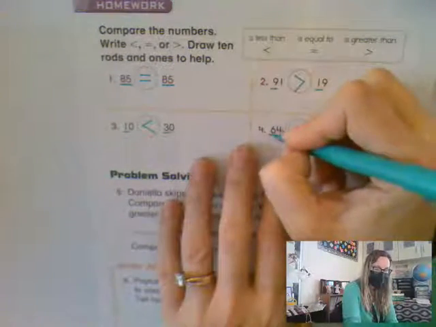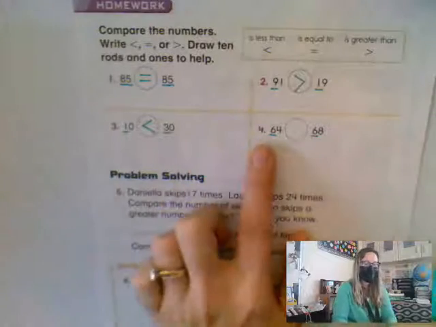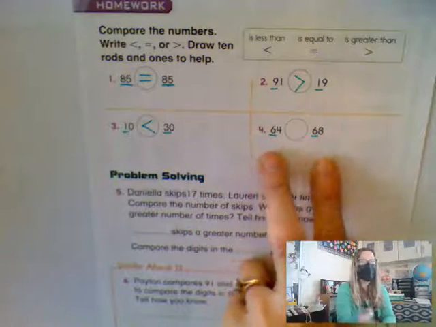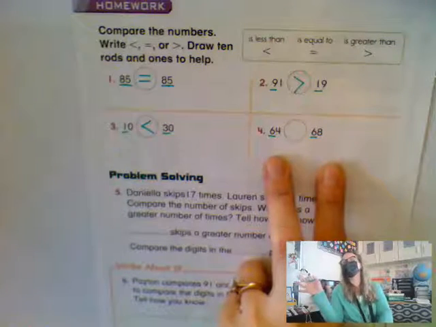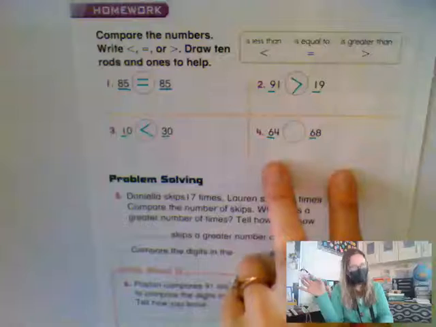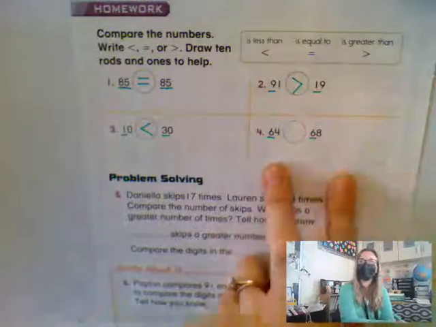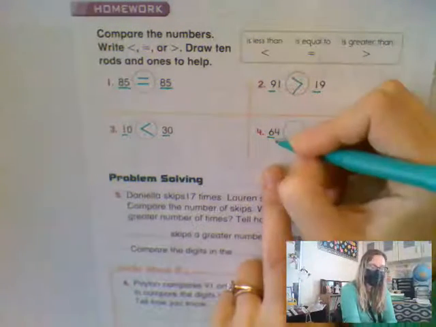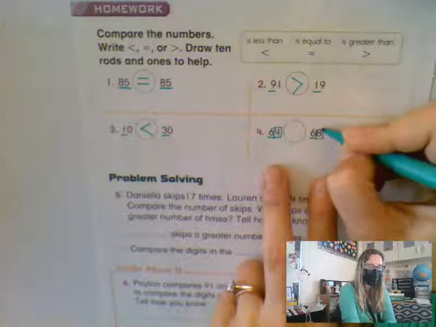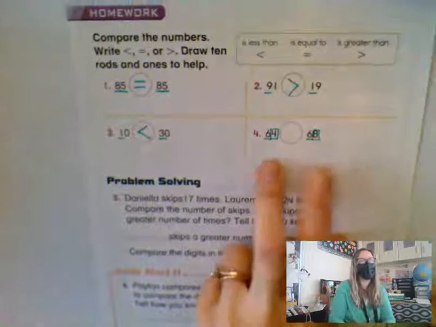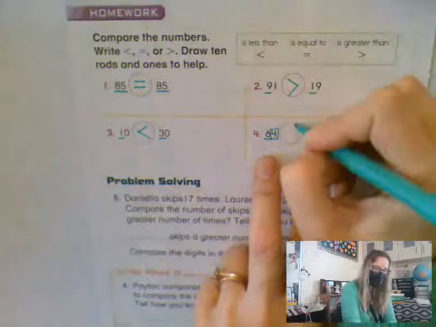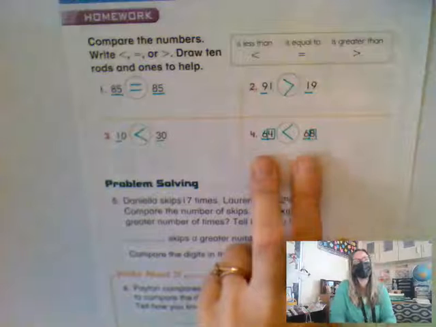So I start by looking at my tens. I have 6 10s and 6 10s. They're the same. So I have to go to my ones. Don't just say equal, right? Just because my tens are the same, I have to check my ones. So don't just throw your equal sign in there and call it good. Go to the next number. Now I have 4 ones and 8 ones. So which one has more? 68. Good job. So go ahead and draw Allie eating the 68.